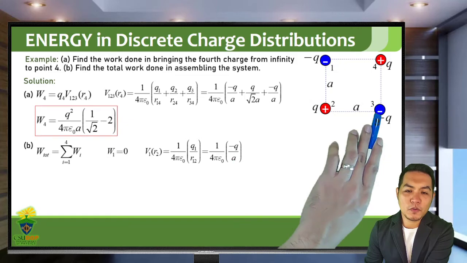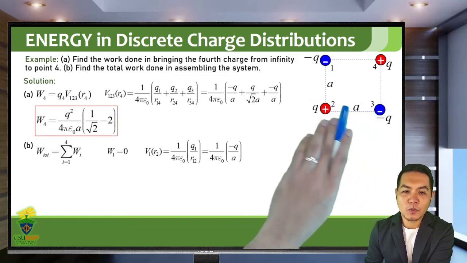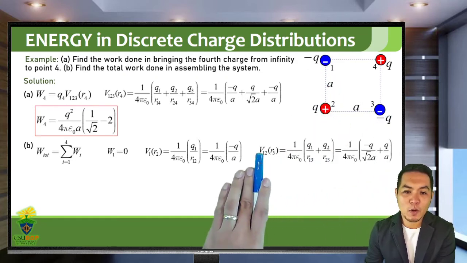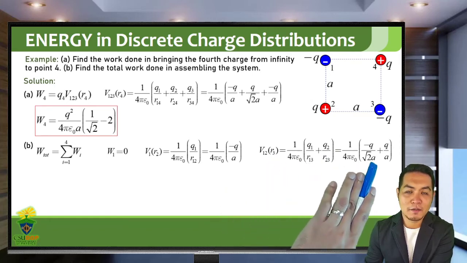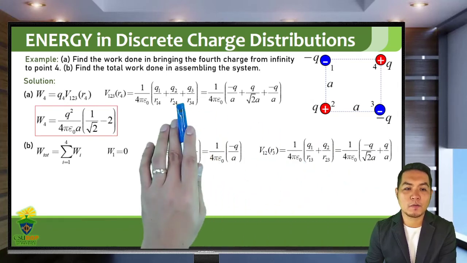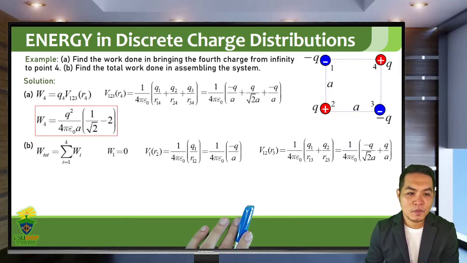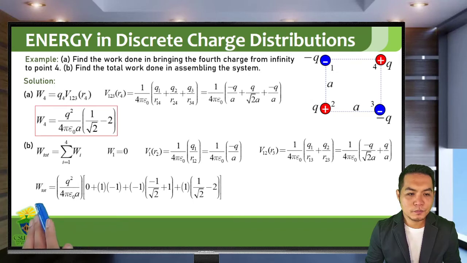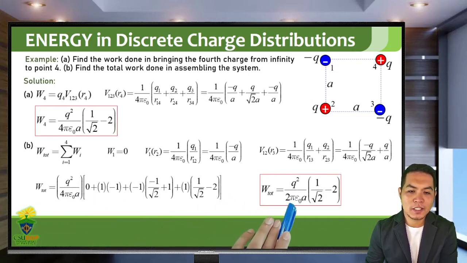For bringing Q3 from infinity to this position, it will just be Q3, which is negative Q, times the potential due to Q1 and Q2 at point 3. So V12 at R3 is just given by this value. And of course, we have solved the work done in bringing the fourth charge to this position. So taking all of those into account, we get the total work done is just Q squared over 2 pi epsilon naught A.